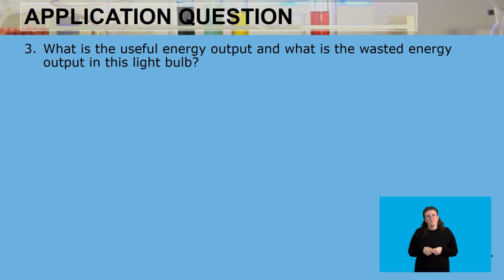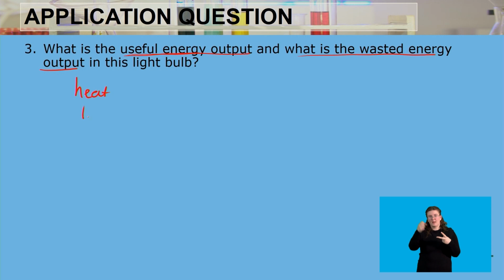Question 3 is asking us now what is the useful energy output and what is the wasted energy output in this light bulb. So as we have said, as that electrical current is trying to pass through the filament, there's going to be 2 things being generated. We're going to have heat, and we're also going to have light. Now remember, the main aim of a light bulb is to produce light. Now what we don't want a light bulb to do is to produce heat.